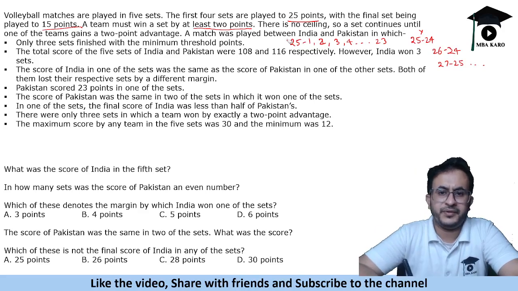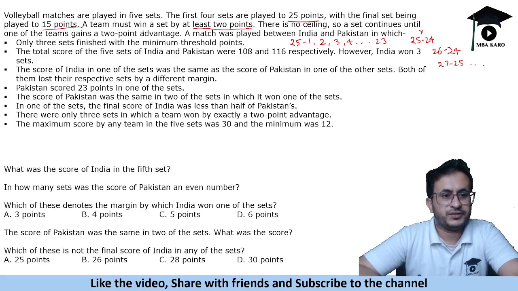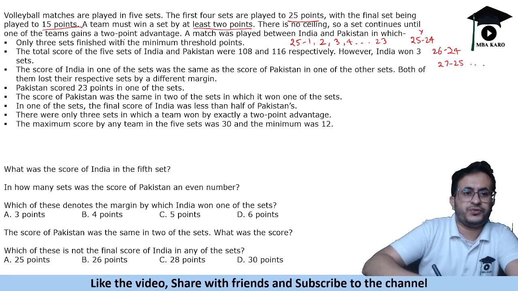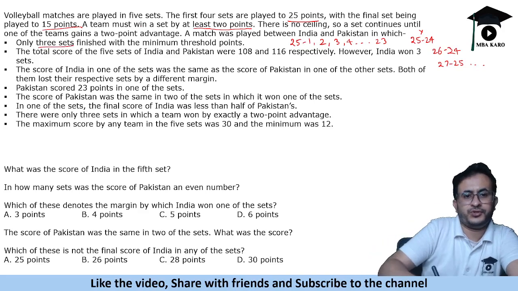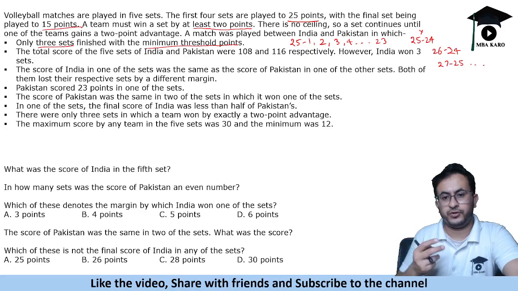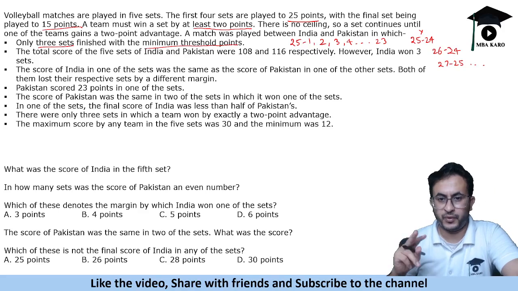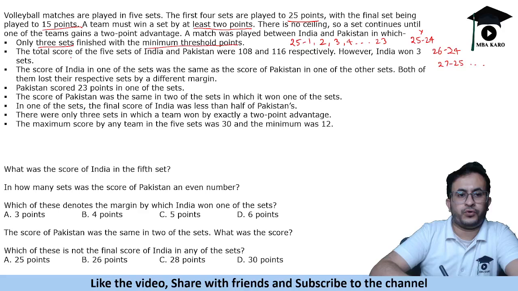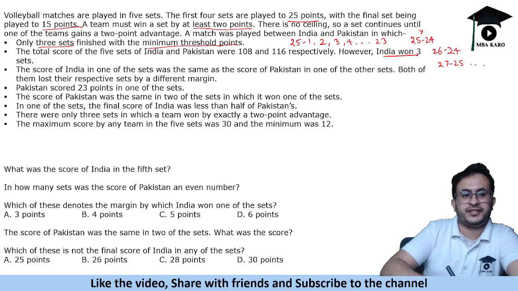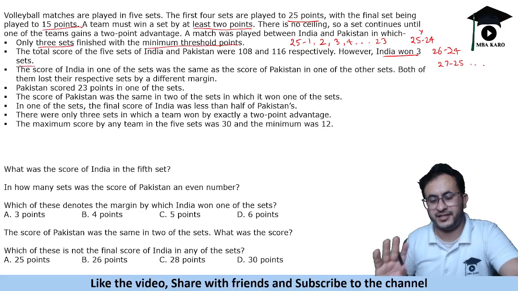A match was played between India and Pakistan, in which some information is given to us, and then there are 5 sets. It says that only 3 sets finished with the minimum threshold points. The total score of the 5 sets of India and Pakistan were 108 and 116 respectively. However, India won 3 sets. India's total points are less, but they won 3 sets.